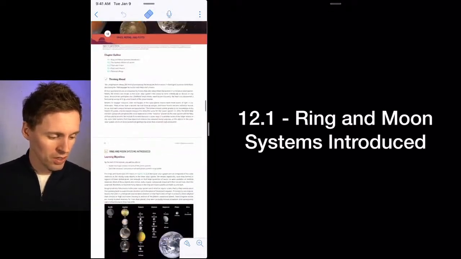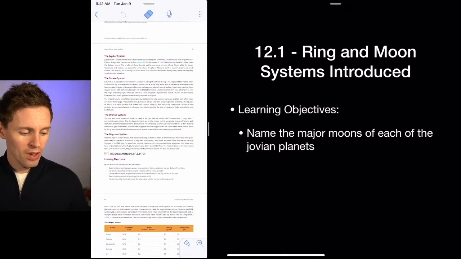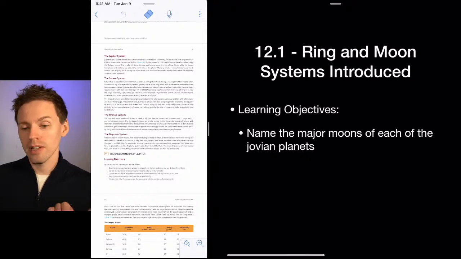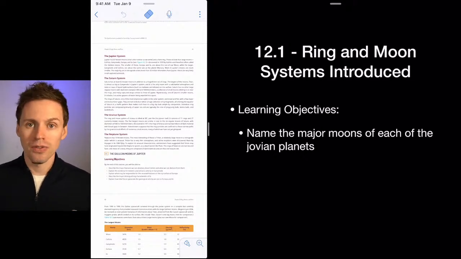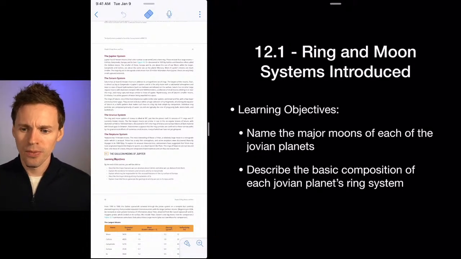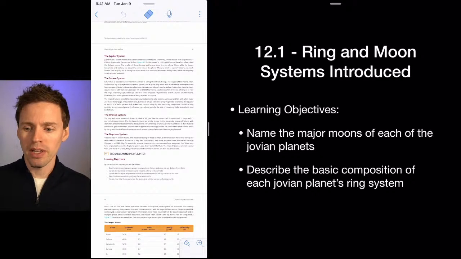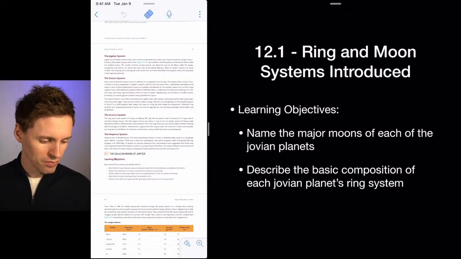Okay, so we're going to talk about the ring and moon systems first. We want to be able to name, at the end of this, all the major moons of each of the Jovian planets. And by Jovian, we mean Jupiter and Saturn. And then describe the composition of each Jovian planet's ring system, okay?